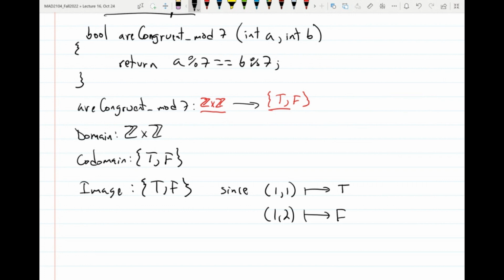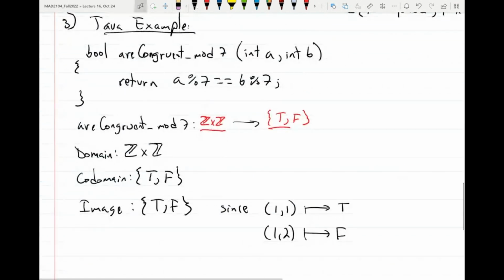Do you understand this? Yes? Okay, so there you go. All right, questions? Any questions on the notion of domain, codomain, and image? No? Okay, perfect. So let's see. Should I go more?